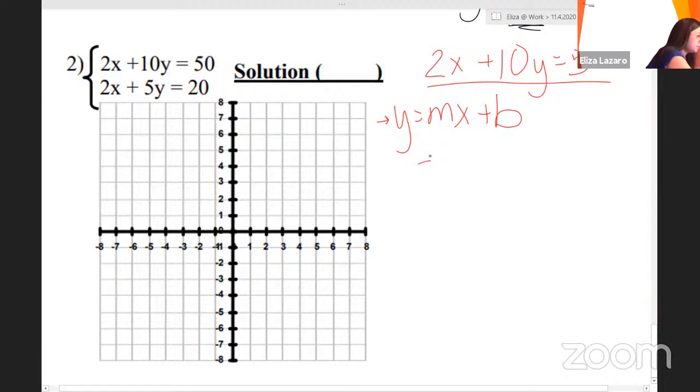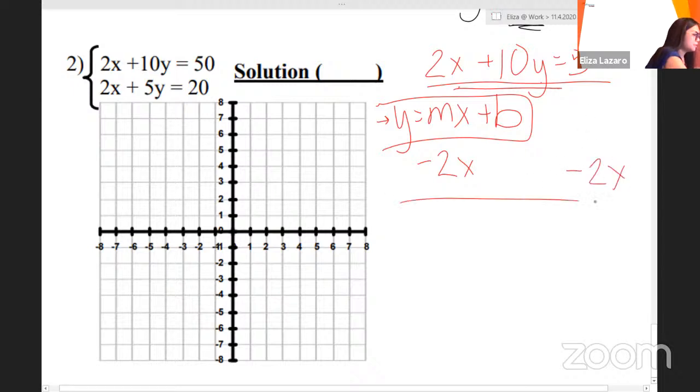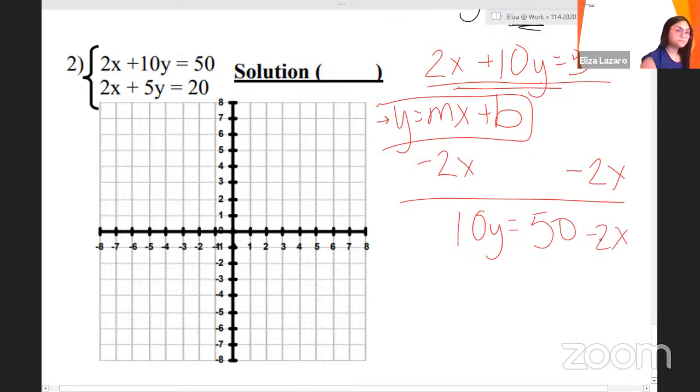So I'm going to move that 2x first, since we're trying to get that y by itself. So I'm going to subtract 2x from this side of the equation, and I have to also do it from that side of the equation. So when I do that, I'm only left with 10y on this side of the equation, and I'm left with 50 minus 2x on that side of the equation.